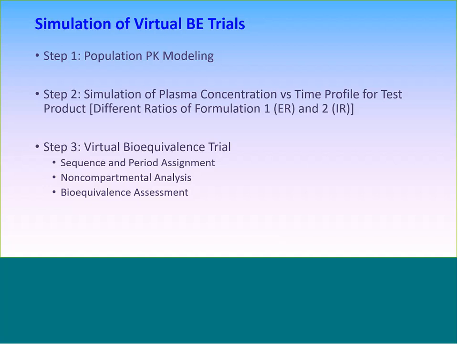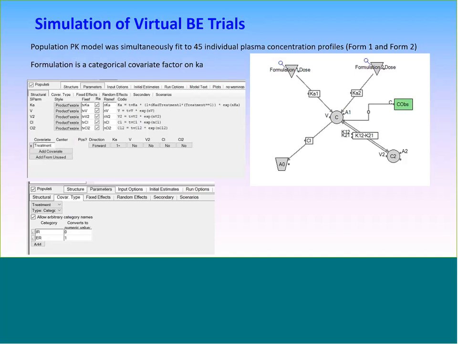Now, the right ratio for the IR and ER in the capsule of the test product, the virtual capsule, should demonstrate bioequivalence to the reference product for Cmax, AUC last, and AUC infinity. So let's start with step 1. There are multiple steps as usual when we perform population PK modeling and simulation.